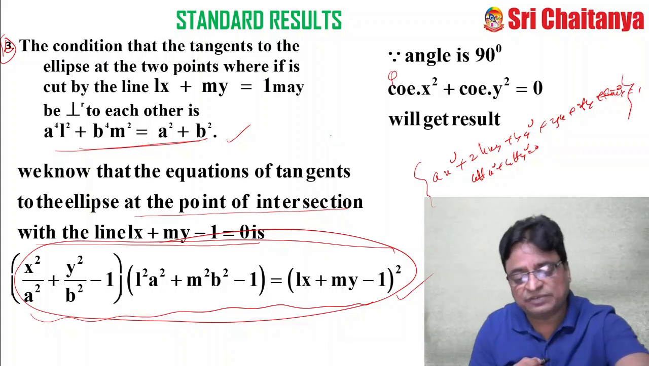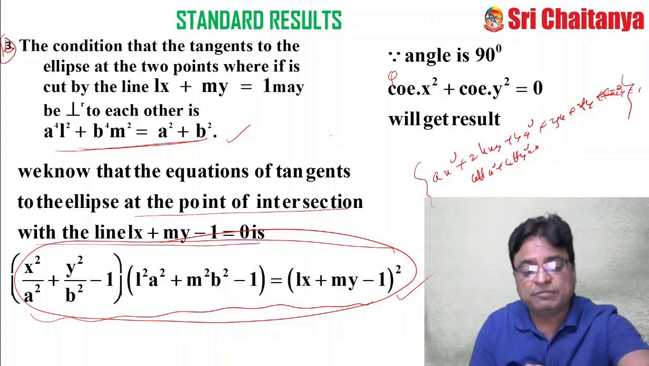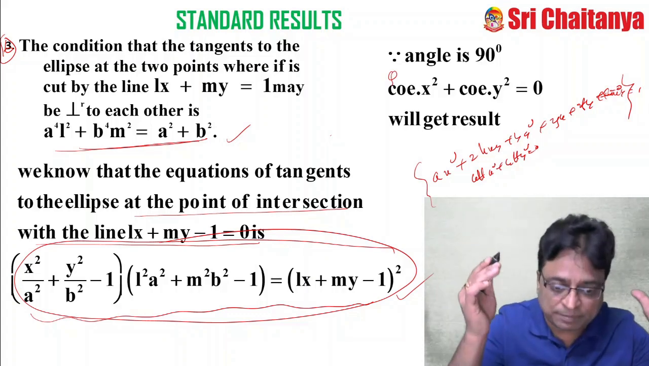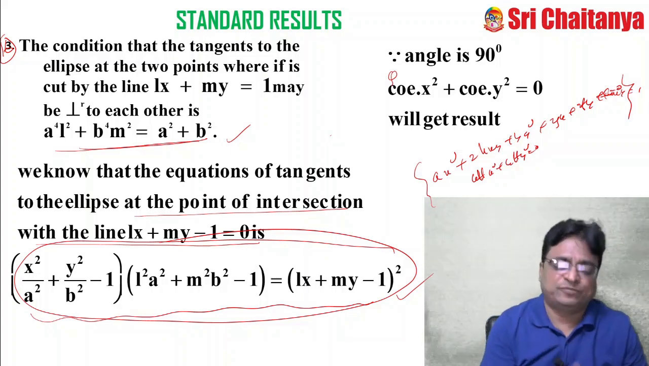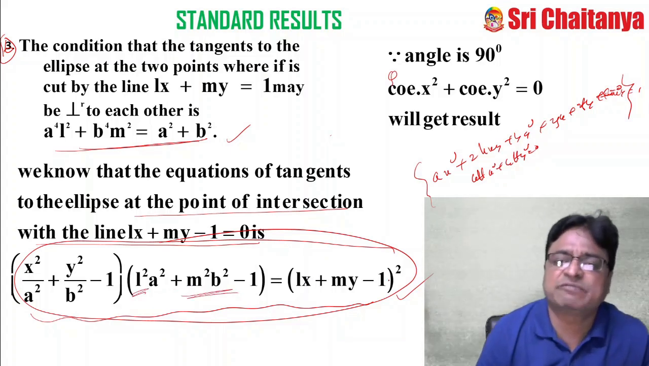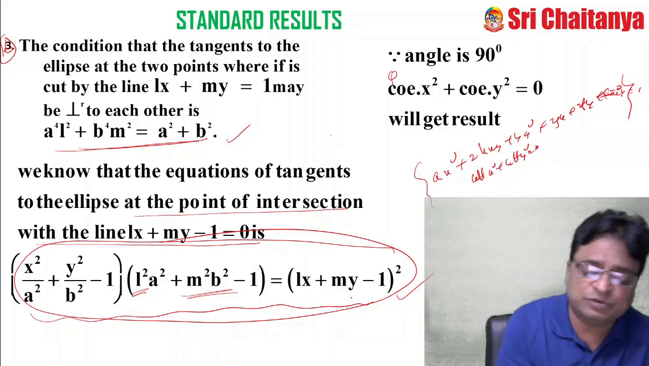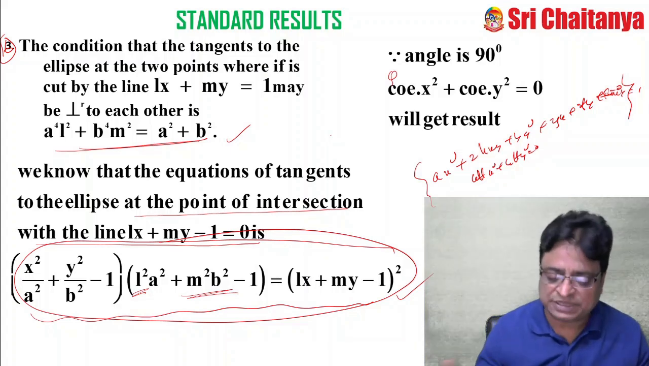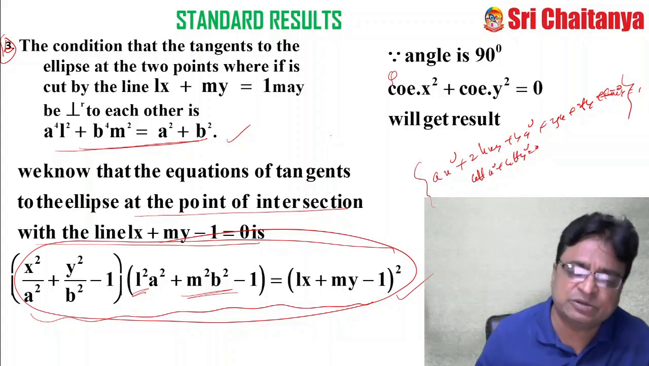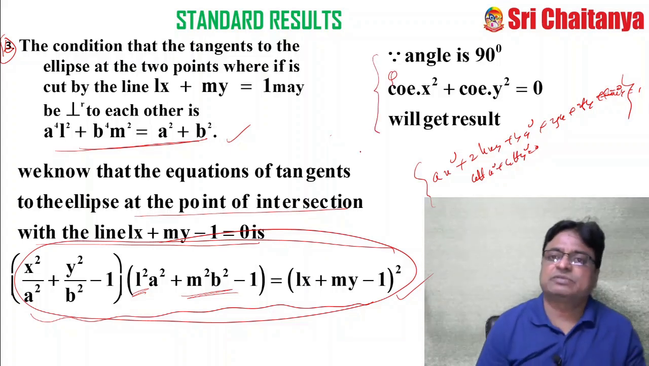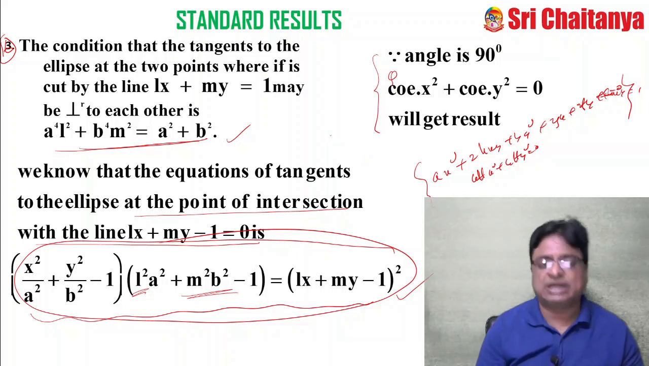Here, the pair of lines formed with the point of intersection of this line versus the ellipse, that pair of lines I am writing directly here. This is the circle equation: a squared l squared plus b squared m squared minus 1 equal to (Lx plus My minus 1) whole squared. If you solve this, you will get a second degree non-homogeneous equation in x and y. If that is known to you, then the condition at which the angle between them is 90 is coefficient of x squared plus coefficient of y squared equal to 0. Apply that, and we will get the answer.